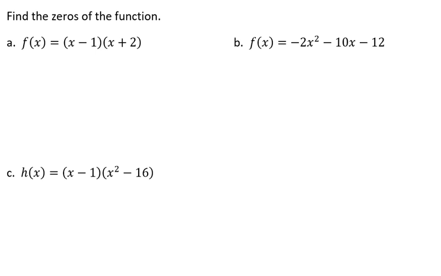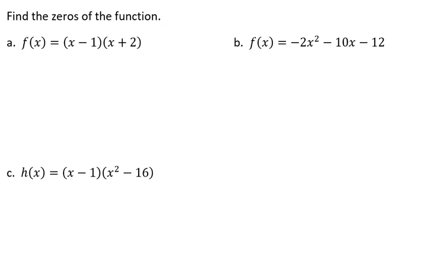In this video, we're going to be finding the zeros of these functions. Problem A says f of x equals (x minus 1) times (x plus 2). Now this is intercept form of a quadratic. Really what we're doing is finding the zeros. I mean, we want to know where their x-intercepts are.